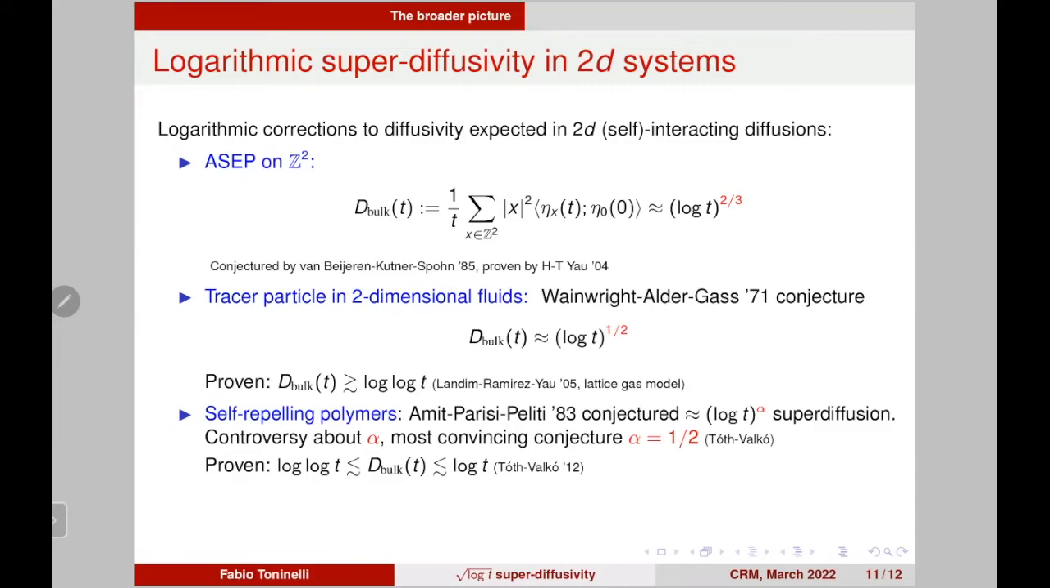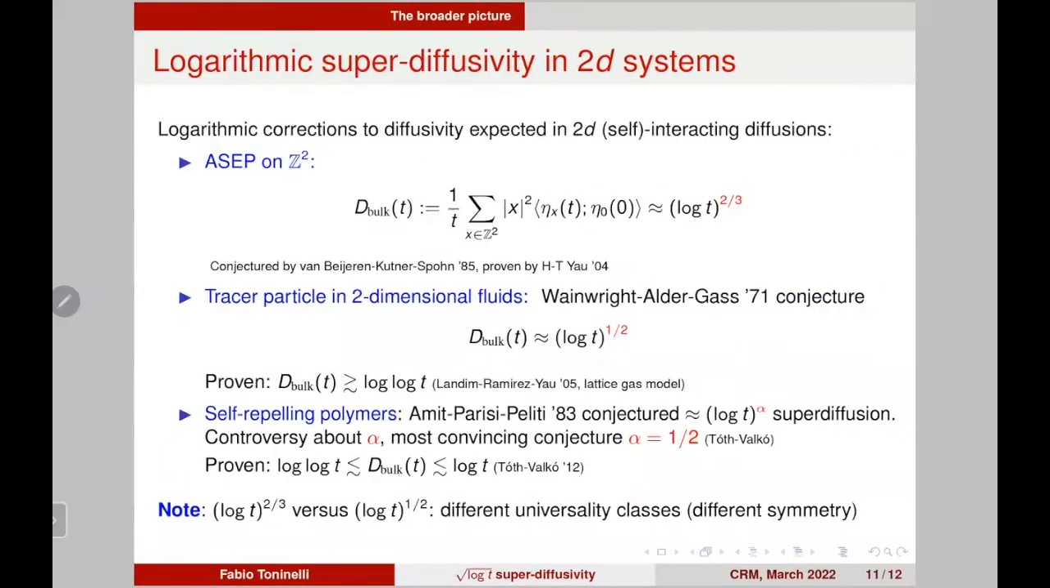There was some controversy about the value of the exponent there, but the most convincing conjecture is that again you get alpha equal 1/2. But again, the results here are quite weak. Toth and Valko proved log lower bounds and log upper bounds.